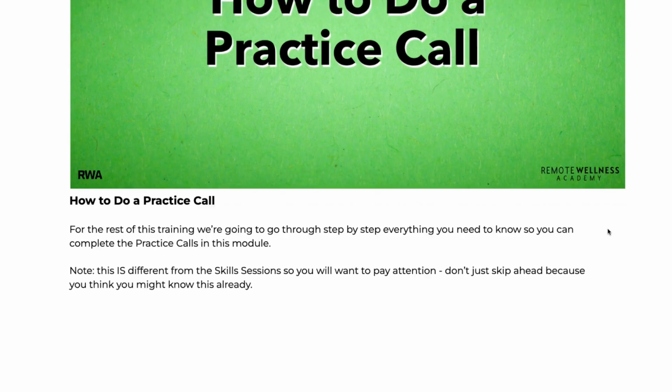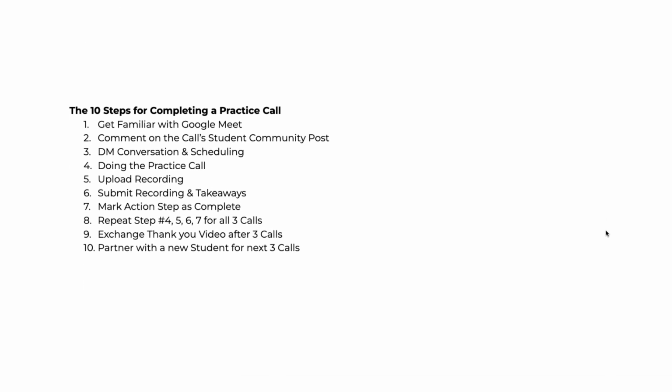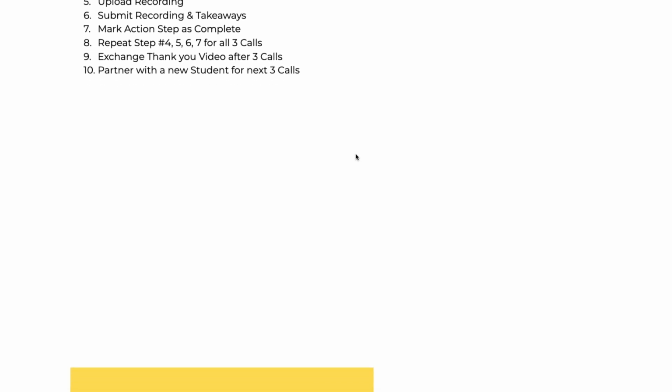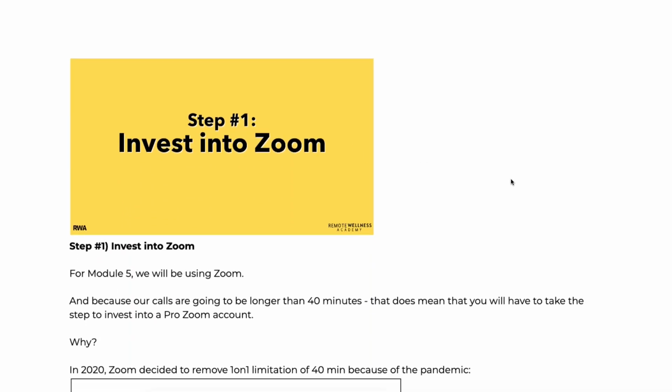Unlike the skill session where there were fewer steps, here for doing a practice call, we're going to have a total of 10 steps. So let's walk through each of those steps in detail, so that you know exactly how to complete the practice call. Step number 1 is going to be to invest into Zoom.